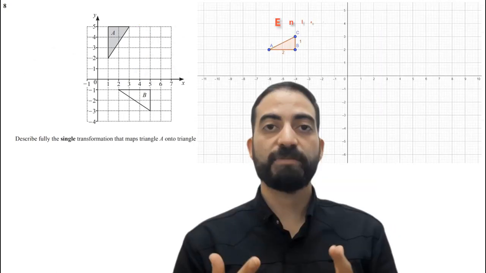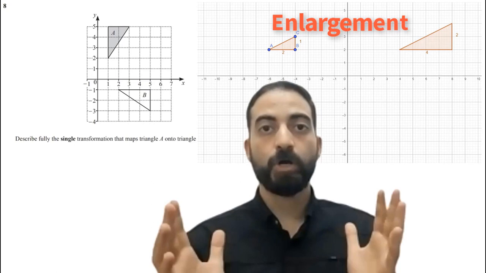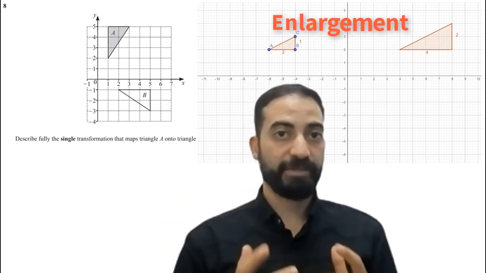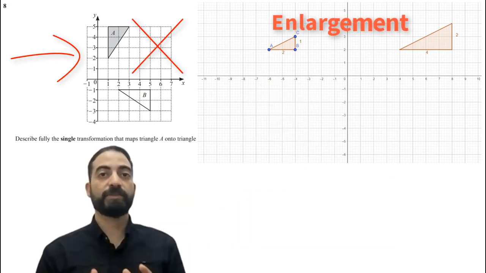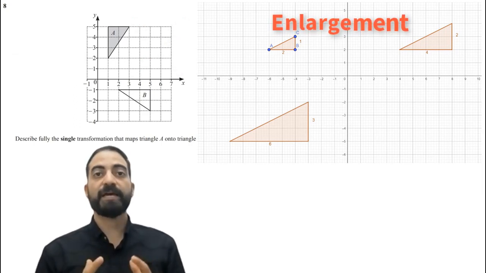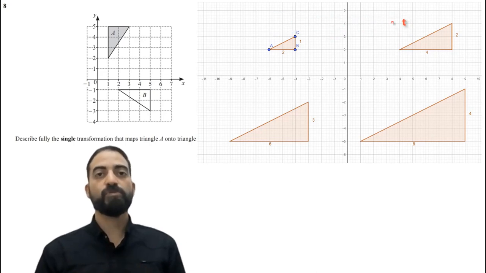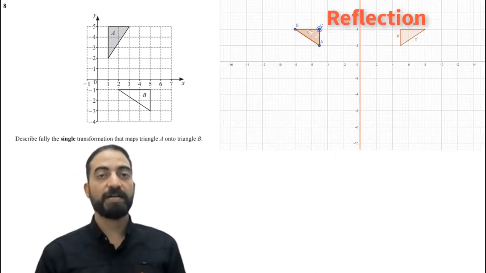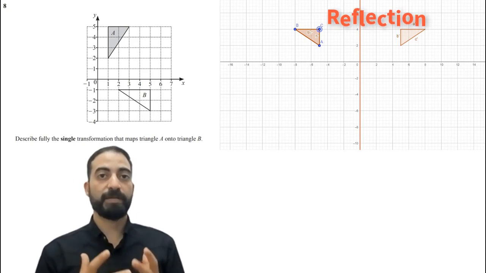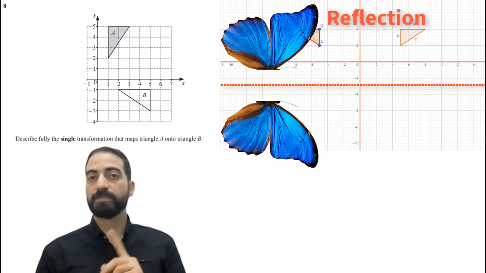Now we move to enlargement. Enlargement means making it bigger or smaller. And this does not apply here because they are the same size. This means that it is not enlargement. We now move to reflection. Reflections are when you reflect a shape like it is in the mirror. And this also does not apply here.